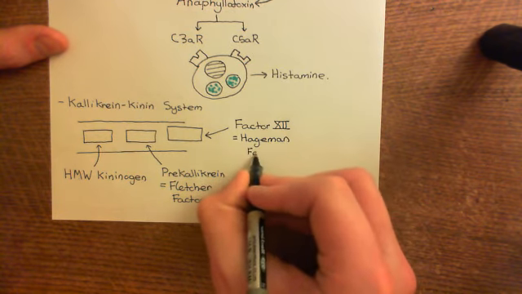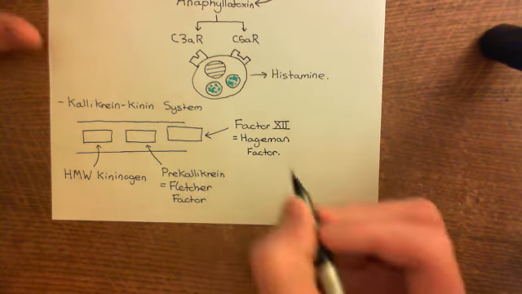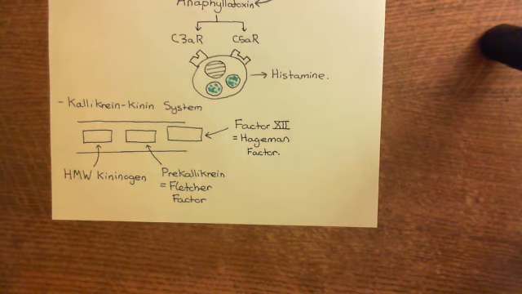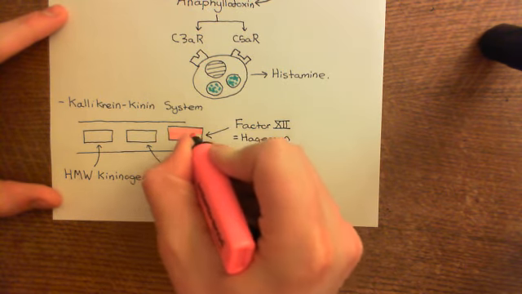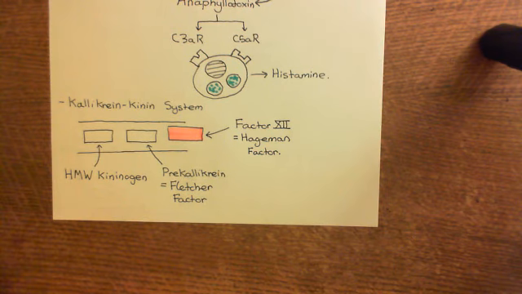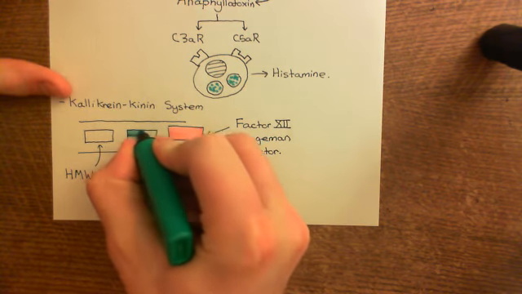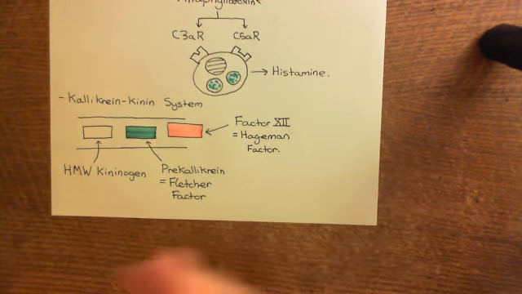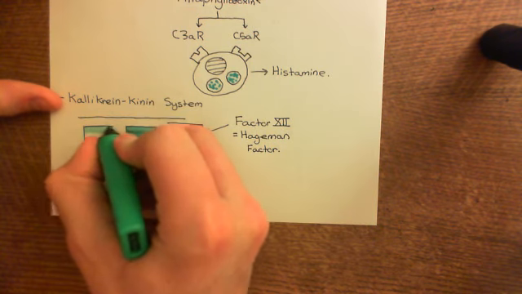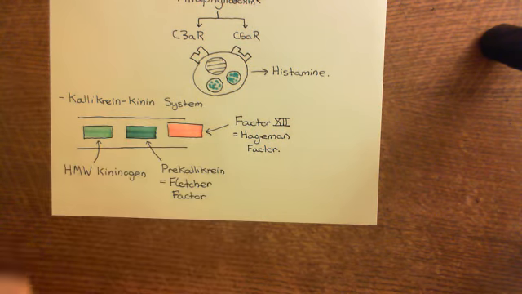But not only is it involved in the activation of the intrinsic coagulation cascade, it's also involved in the activation of the kallikrein-kinin system. So all 3 of these proteins, high molecular weight kininogen, prekallikrein, and factor 12, or Hageman factor, these are all produced by the liver and put into the blood. So let me colour them in. So here is factor 12 in red. Here is prekallikrein, or Fletcher factor, in turquoise. And finally, in green here is high molecular weight kininogen.